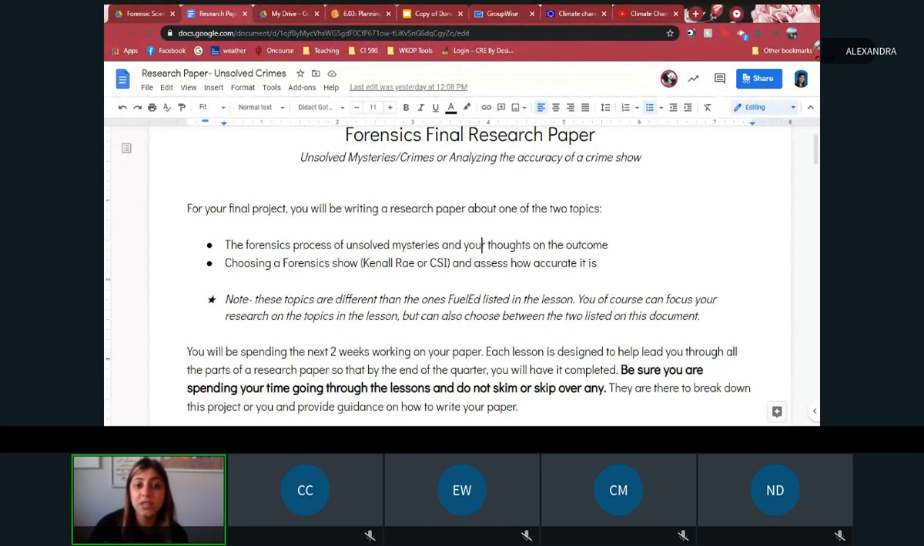Another option is choosing a forensics show. So I talked about Kendall Ray. She walks through some of the cases and talks about it. So you can get a hold of that, or you can watch a show like CSI, and you can assess how accurate it is. So you can analyze the show and analyze the reality of it. So that's things like CSI. If you watch Lucifer, you could do it through there. If you watch NCIS, you can do that show. So you can pretty much choose any show that is a crime.